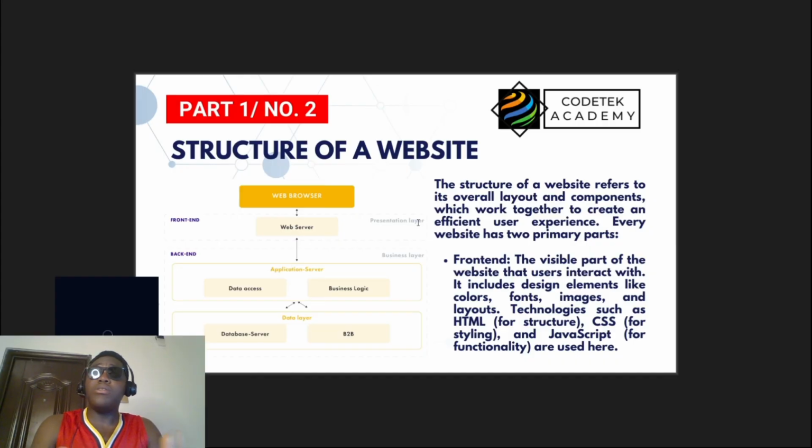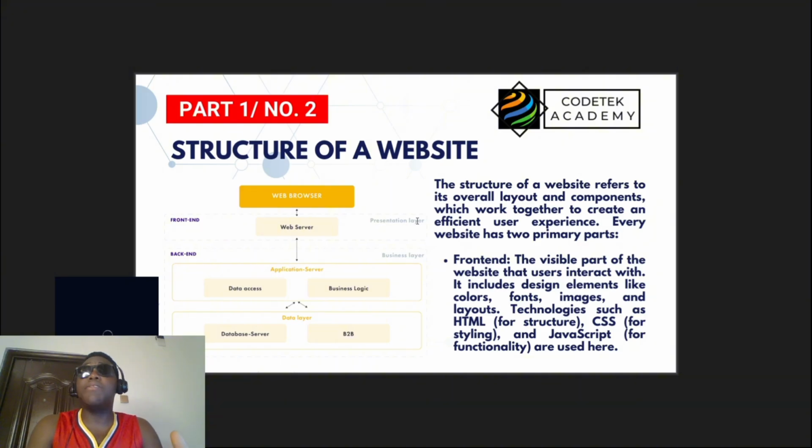Lesson 2. Structure of a website. I always liken a website to the human head, whereby it has two distinctive parts, the face and the brain. So the website can be said to be divided into two broad parts, the front end and the back end. So what is the front end and what is the back end?